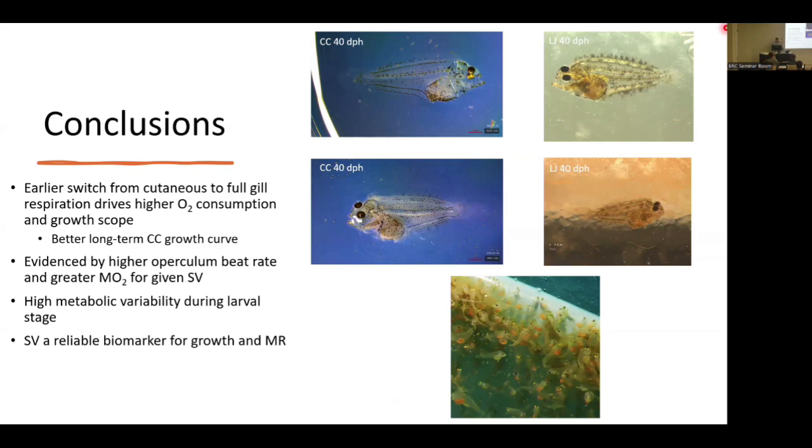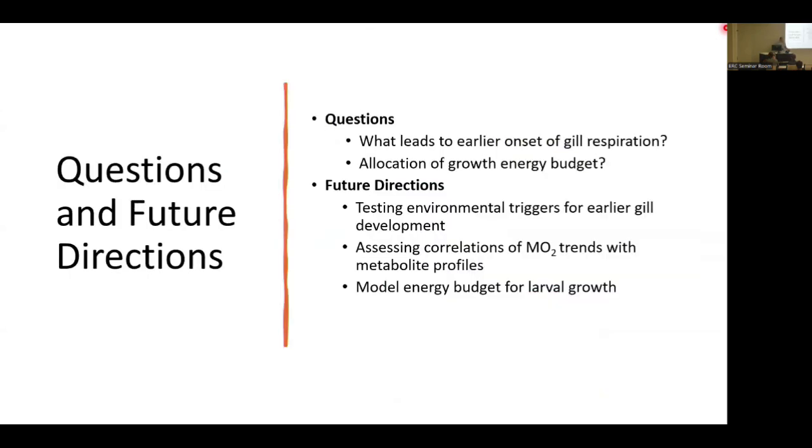As far as next steps, it seems like gill respiration development is pretty important for these guys in that hatchery setting. So looking at things that we can possibly use to trigger that. So environmental factors that might be able to be adjusted in that larval culture that's going to lead to earlier gill development.